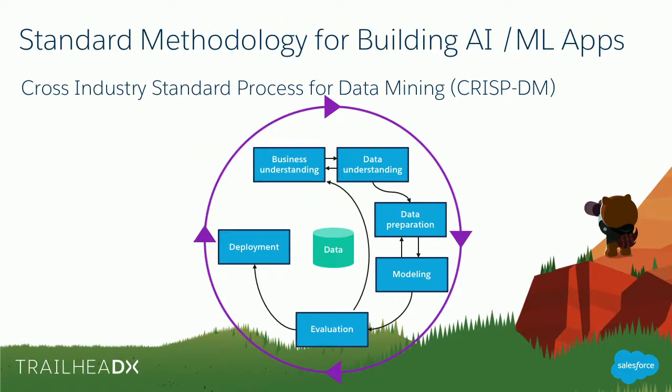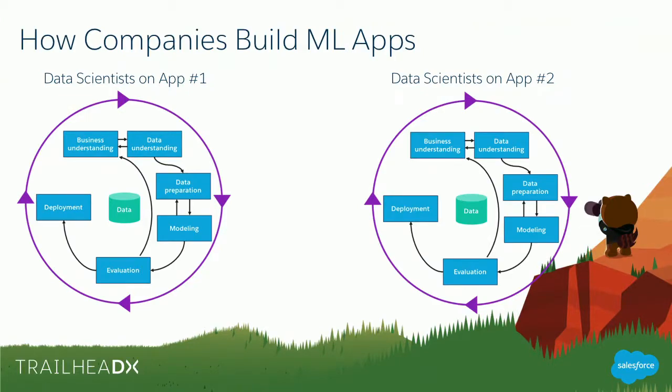Basically, there's the business understanding, the data prep, modeling, evaluation, and so on and so forth, and rinse and repeat. This is kind of what a data scientist does as her daily job. But what happens if companies usually don't have just one intelligent app, right?